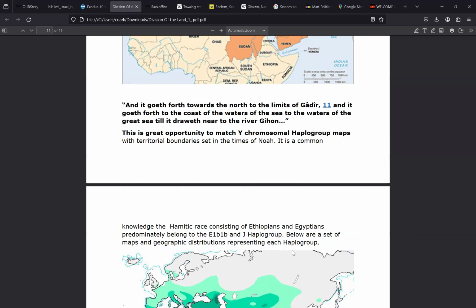X chromosome is a female chromosome. It does not have a definitive genetic marker. So that's why you get people saying I'm 80% this, 10% that, and 13% this. The Y chromosome is a definitive genetic marker. It tells you precisely where you come from, what genetic group you come from. There are no percentages about it.